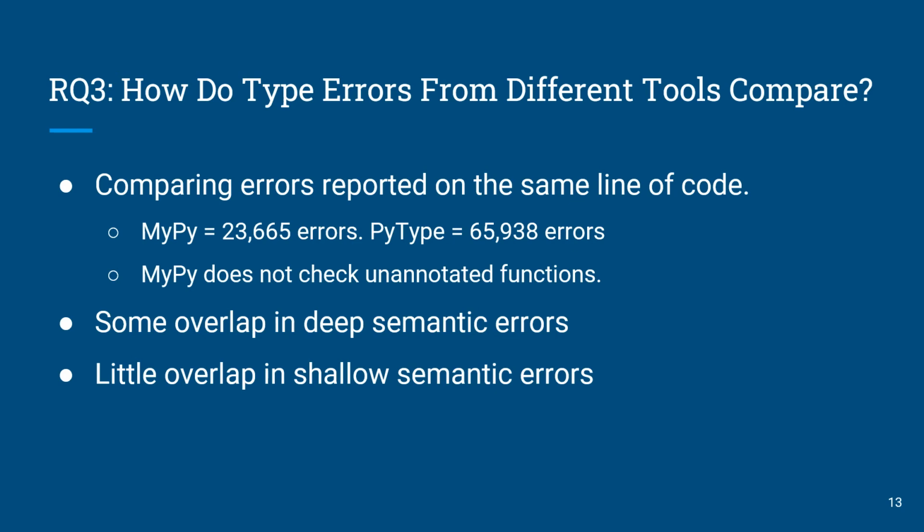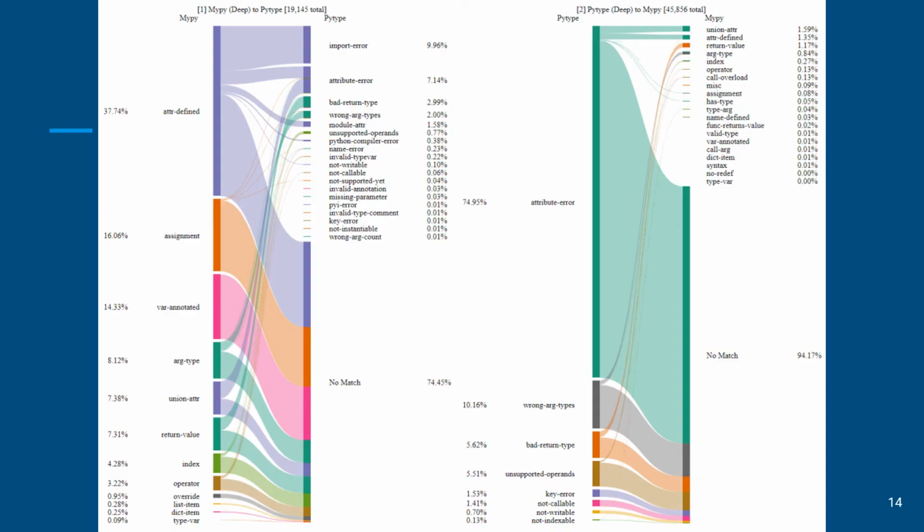Overall, there is some overlap in deep semantic errors, but little overlap in shallow semantic errors. These figures show a comparison between MyPy and PyType errors that appear on the same line. The left figure is a matching from MyPy's deep semantic errors to PyType errors. The right figure is a matching from PyType deep semantic errors to MyPy errors. We will be focusing on the left figure.